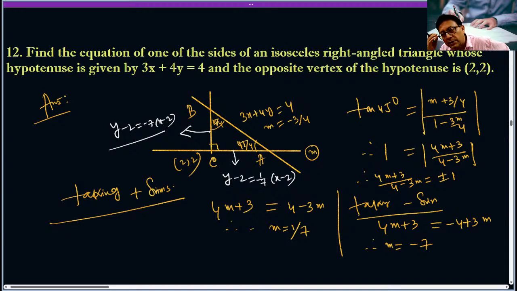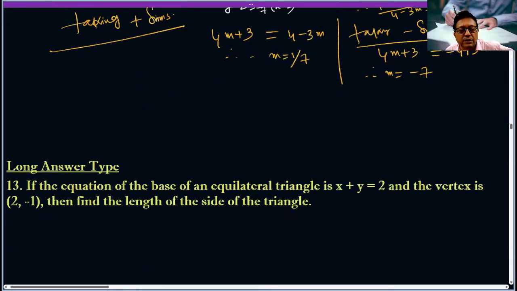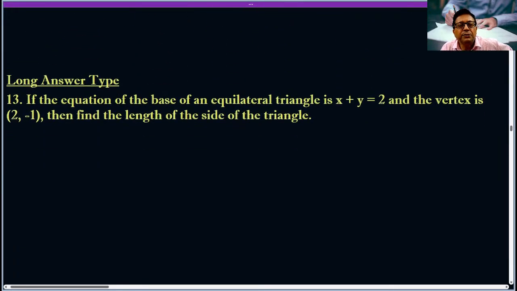Understood? Clear? If they have asked you to find the length of a side, how to do it? You think and answer later. Go for next one. Equation of the base of an equilateral triangle. This is another very important sum. Base of equilateral triangle given. Vertex is this. Find the length of side of the triangle.